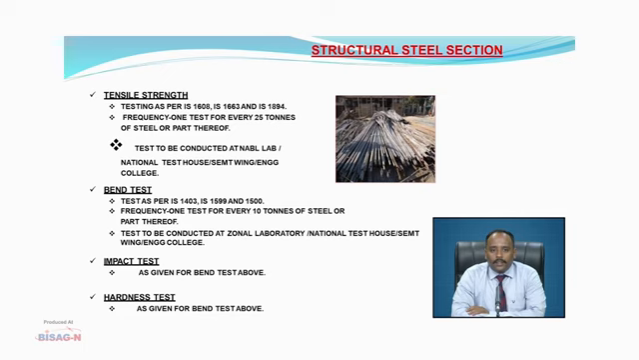After the tensile strength test, the bend test also has to be carried out in conformation with IS 1403, IS 1599 and IS 1500. The frequency will be one test for every 10 tons of steel or part thereof. The impact test has to be carried out as per the lot for the bend test, that is one sample each for 10 tons of steel, along with the hardness test. The IS code specification for these two tests will be as per the IS specifications of the bend test, that is IS 1403, IS 1599 and IS 1500.